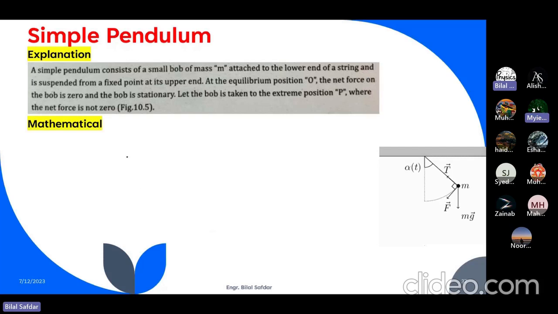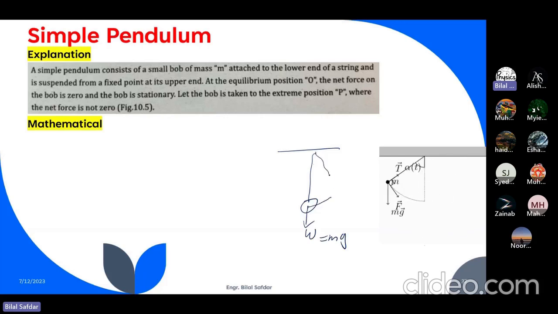Now here you can see that in a simple pendulum there is a small bob attached to a thread or a string, and it is hanging vertically downward. If it is straight downward, then the whole weight is acting toward the earth, that is W. And the formula of W is mg. And if it increases its velocity and goes toward the extreme position, that is here, then the weight is also acting toward the ground.